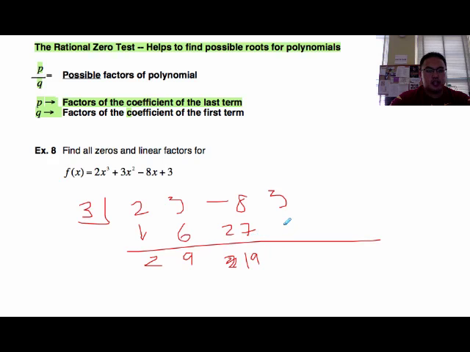And then 3 times 19 is 57. By the remainder theorem, the remainder is 60. I do not get a 0, so 3 is not a 0 and not a linear factor.